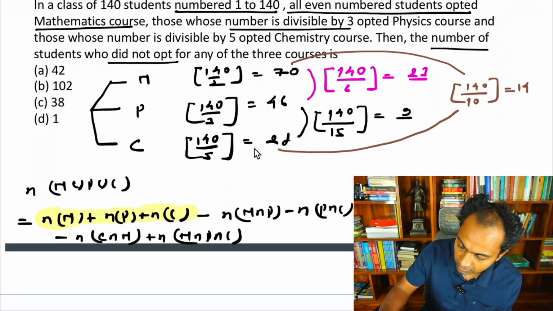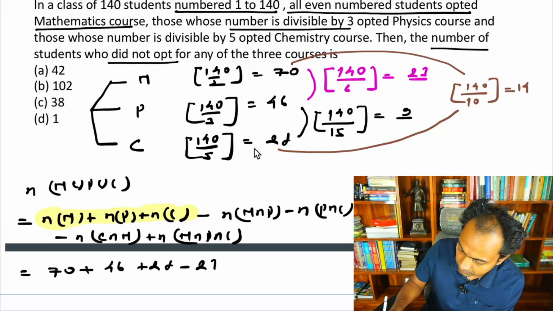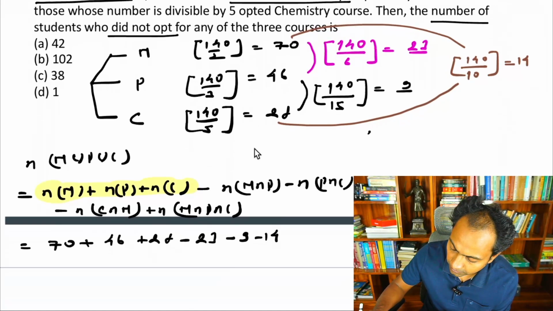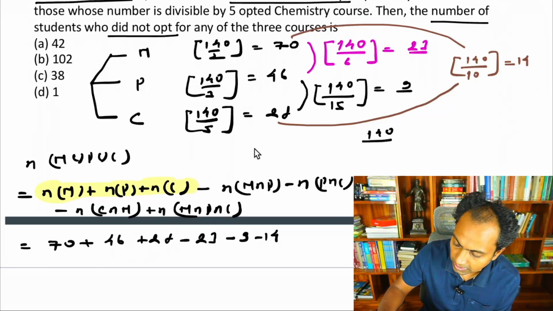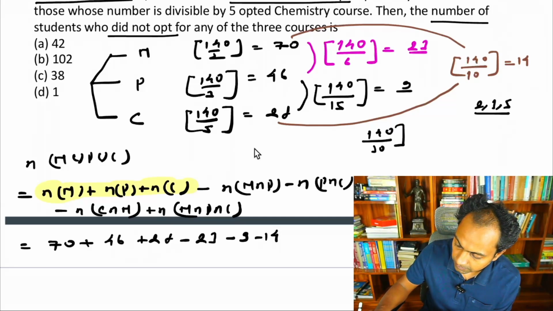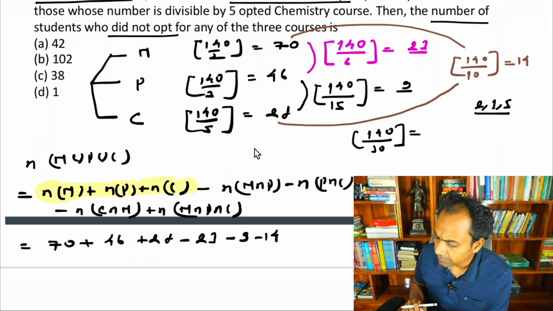So let us put the values and see what we get. The first one becomes nothing but 70. Next one becomes nothing but 46. Next one was nothing but 28. First part becomes 23. Then 9. Then 14. If I want to find the intersection of all three, I will have to divide 140 by 60. No, not 60. The LCM of 2, 3 and 5. This comes out to be nothing but 30. And the answer for the same would be nothing but 4.